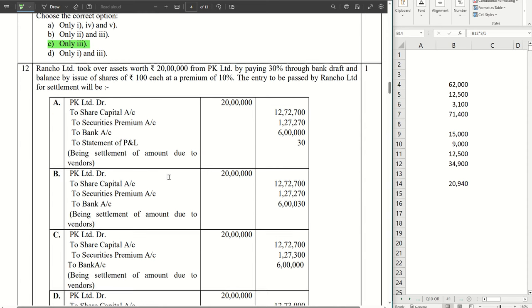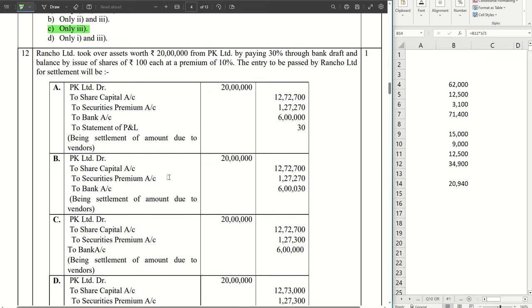Okay, let's move on. Number 12. Rancho Limited took over the assets worth 20 lakhs from PK Limited by paying 30% through bank draft. That means 30% of 20 lakhs, 6 lakhs rupees are paid through bank draft. Okay, and remaining 14 lakhs to be paid by issue of shares of rupees 100 each at a premium of 10%. The entry to be passed by Rancho Limited for settlement will be.